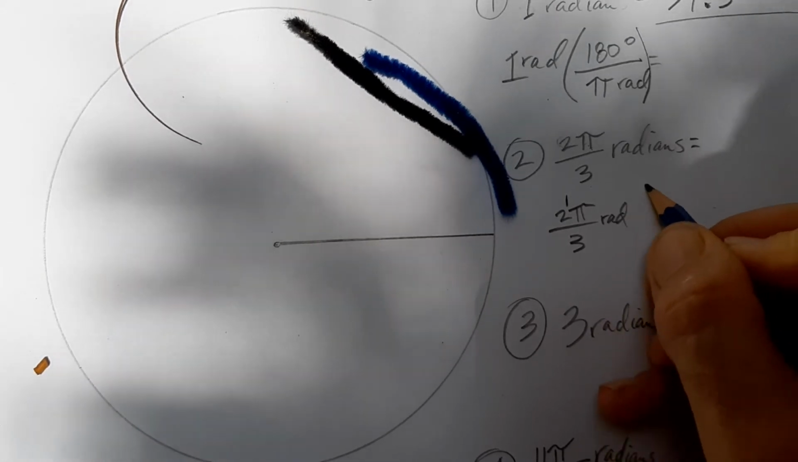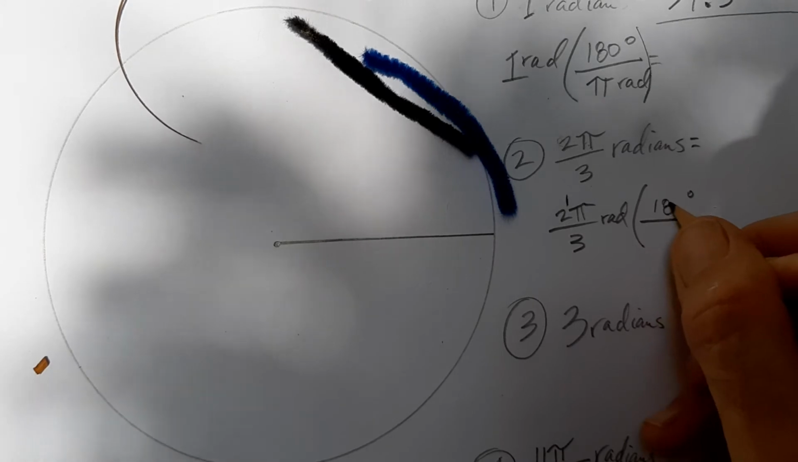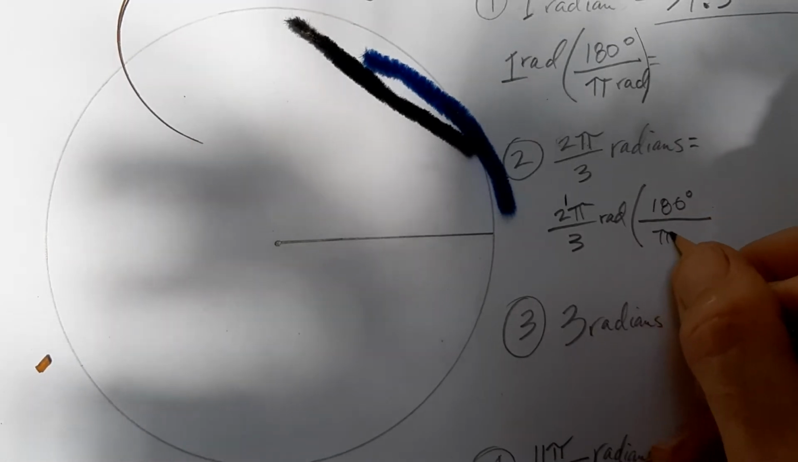Radians times, I want to come out with degrees. I put that on the top. 180 degrees over pi radians.